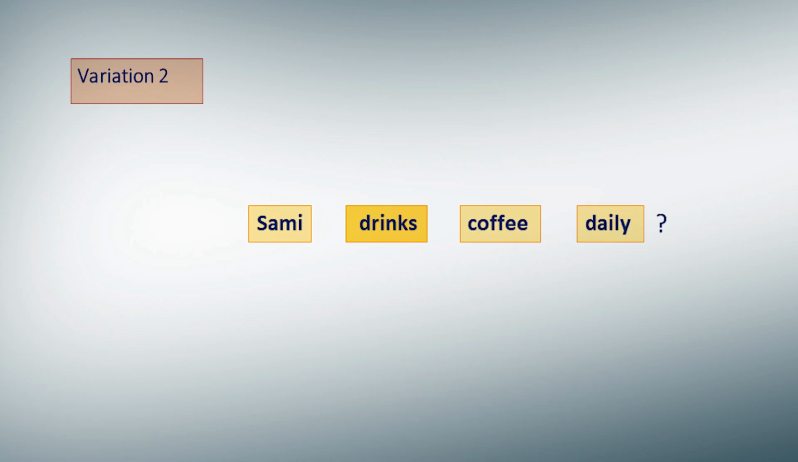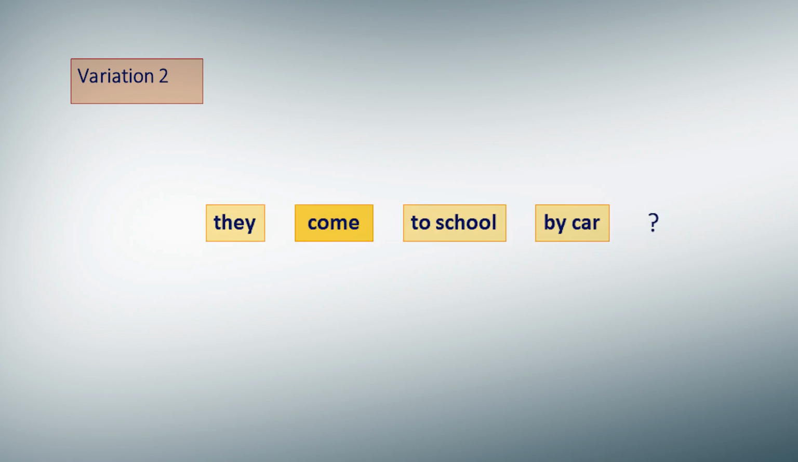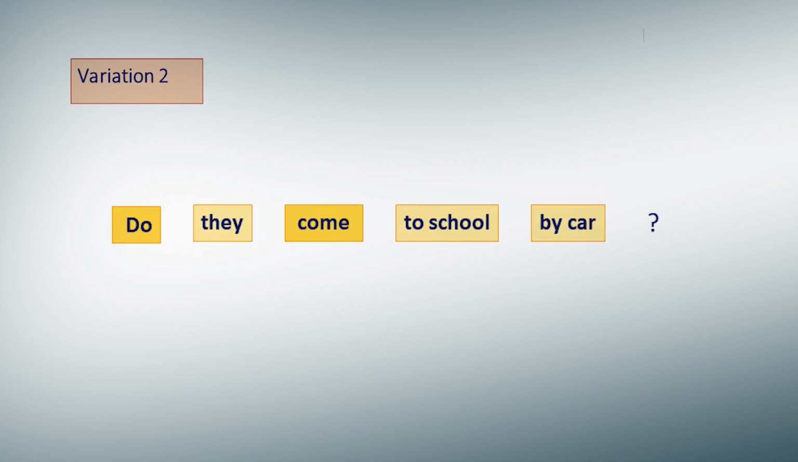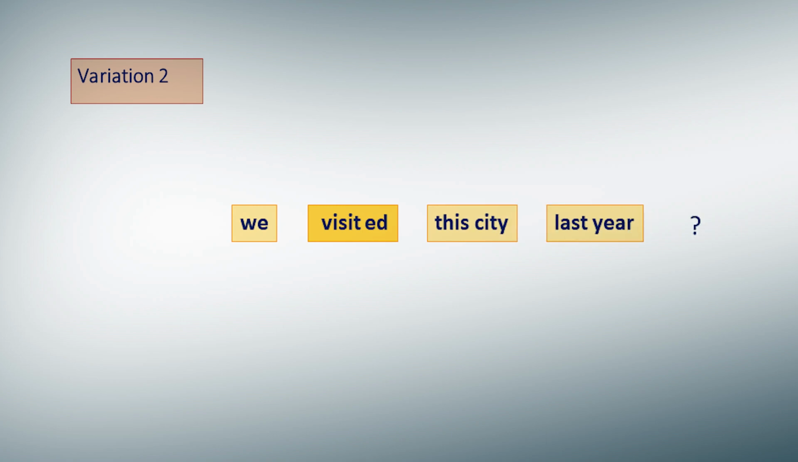For example, we say, Sammy drinks coffee daily. Does Sammy drink coffee daily? They come to school by car. Do they come to school by car? We visited this city last year. Did we visit this city last year?